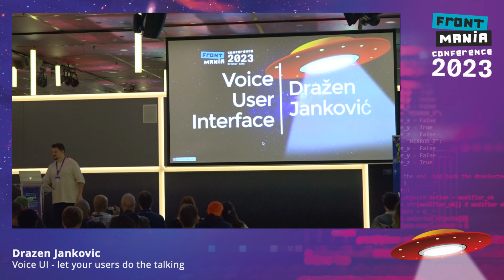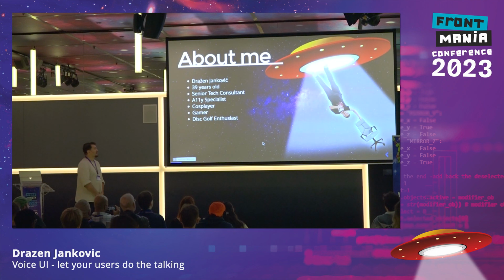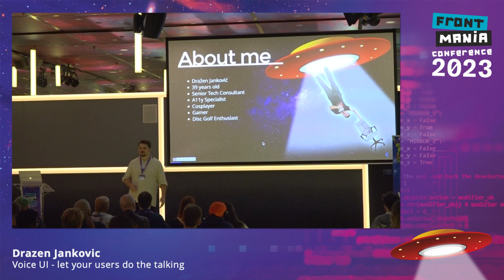My name is Drazen Jankovic. I'm a front-end developer at Society, senior technical consultant, as they call it. 39 years old. I specialize in accessibility. I do cosplay, which is not in this picture for once, but it is in the Frontmania magazine. You'll see me with an Iron Man helmet.